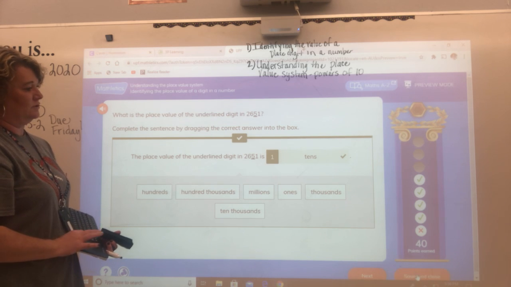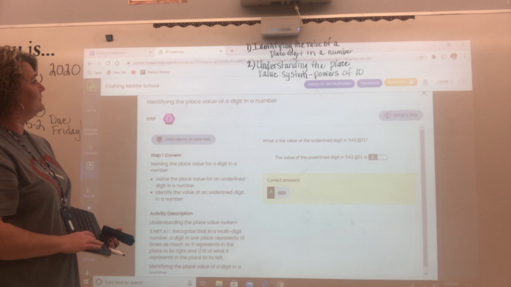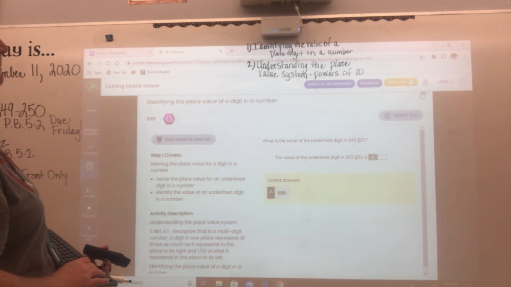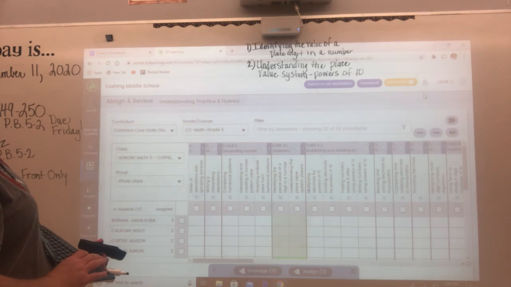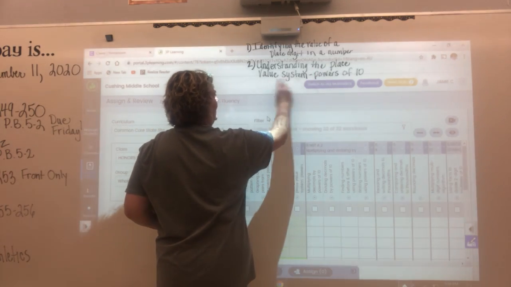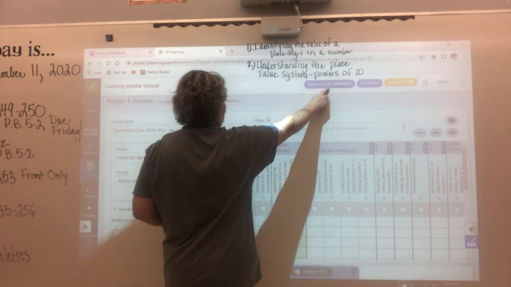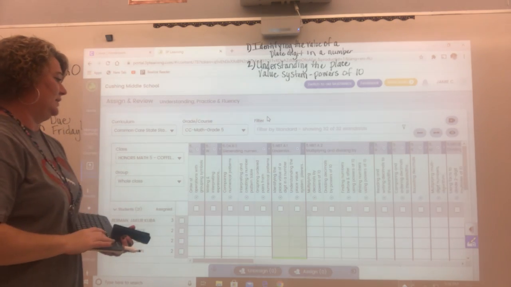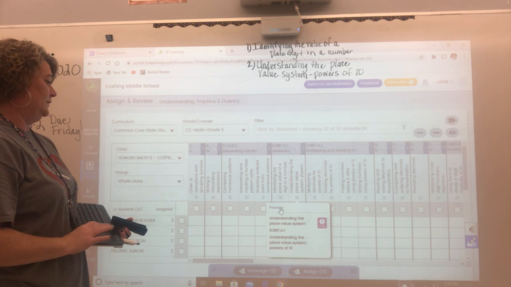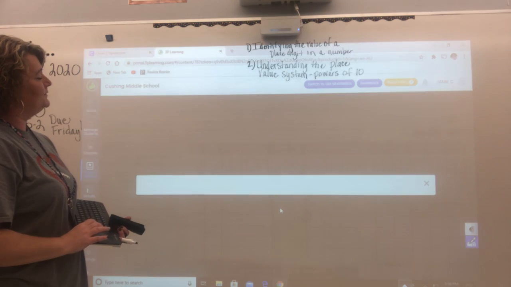Okay, so that's the first objective. The second objective is a little bit harder. Let's see how I get out of this. This is the second objective, understanding the place value system, powers of 10, and that's where it gets a little tricky, so that's one of the reasons why I wanted to film this little lesson real quick. Let's see here.